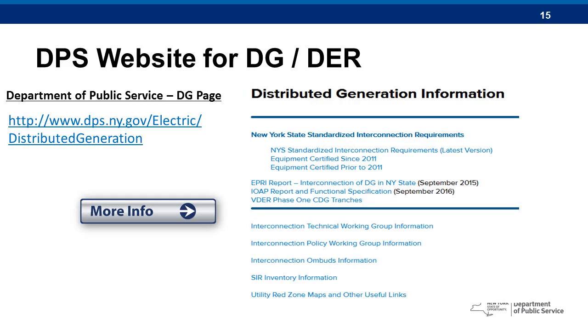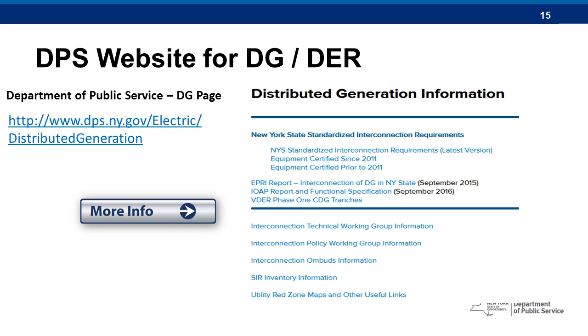Much of the information that we create through those two groups ends up on our interconnection website, which is hosted by the Department of Public Service. The web link to that site is there on the upper left-hand side of the screen, although to be perfectly honest, the way I usually get there is by going to my favorite search engine and searching for NY PSC DG. So, New York Public Service Commission DG. This is the first hit that comes up. So that's how I usually end up there.